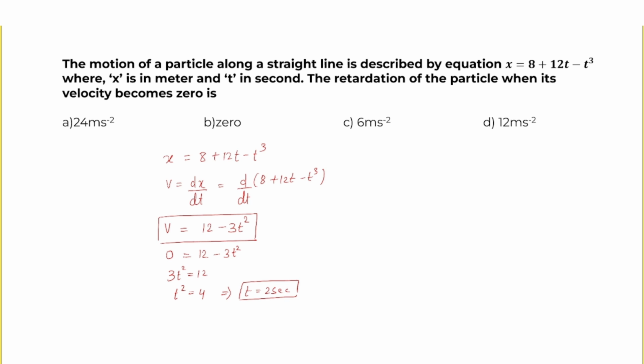Now in that case we have to find the acceleration. So let's differentiate this velocity function once again. Acceleration a will be equal to dv by dt, and in that case a will be equal to minus 6t on differentiation of v. And let's put here t as 2 seconds. So retardation will be minus 12 meter per second square. The correct answer is option D.